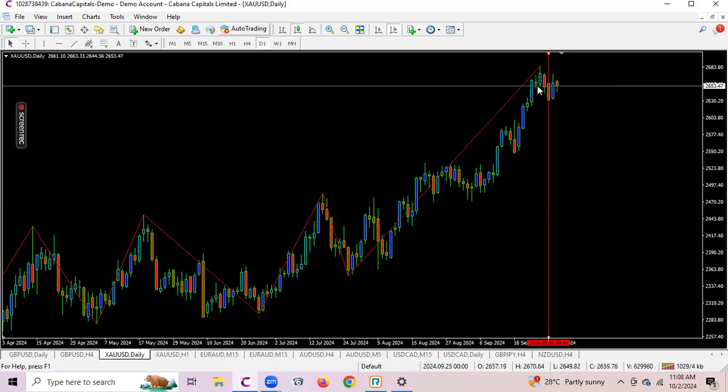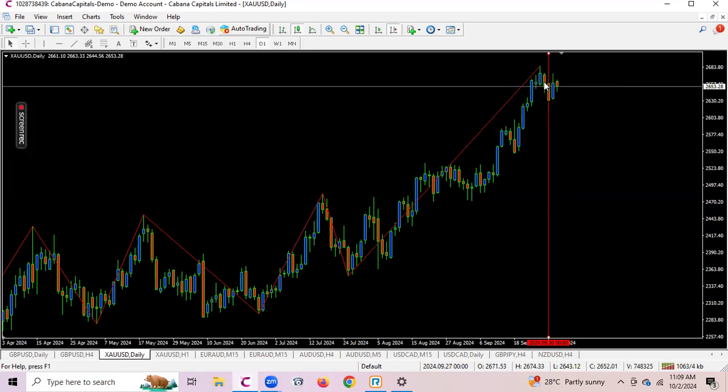Also, before the formation of this bullish candle, we had a spinning top. Can you see this? This is a spinning top indicating change in trend from bullish to bearish. And after the formation of a bullish spinning top, you're expected to wait for the next candle to close bearish before you execute a sell trade, right?